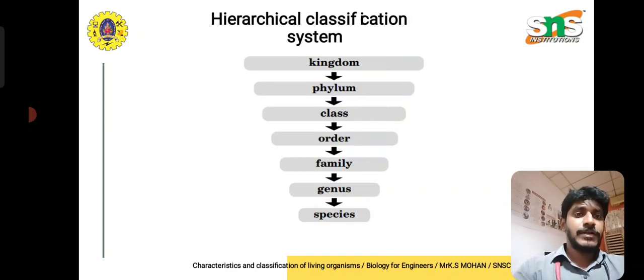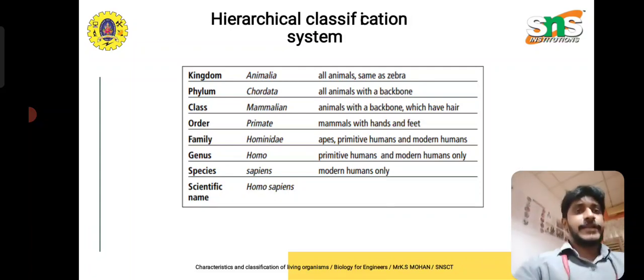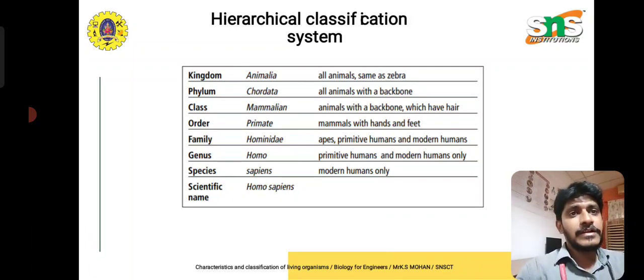We are talking in the first introduction part of Biology for Engineers. Here the kingdom is Animalia, so all animals, same as the zebra, belong to it. In the hierarchical classification system, the class is Mammalia: animals with a backbone that have some hair. The order is Primates: mammals with hands and feet. Then family, genus and species, and the scientific name is Homo sapiens. These are the various things in the entire process we are talking about here.